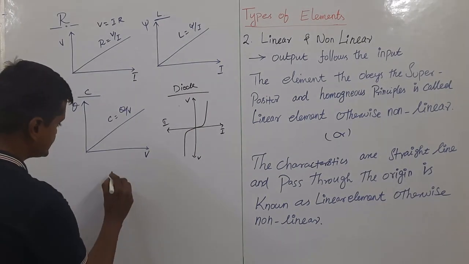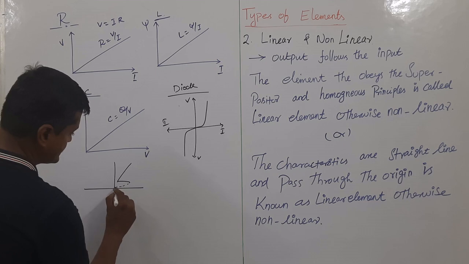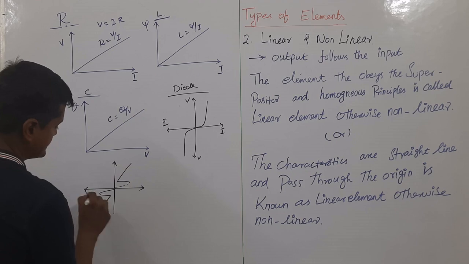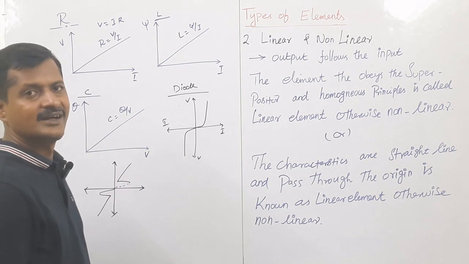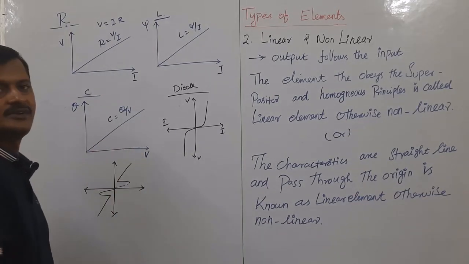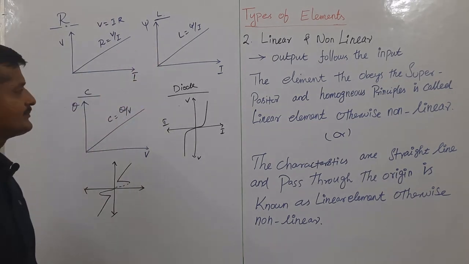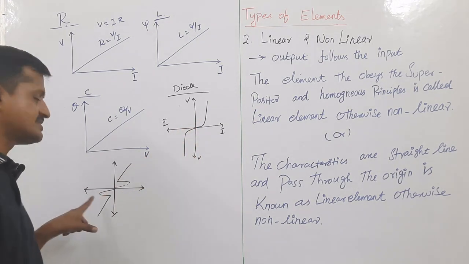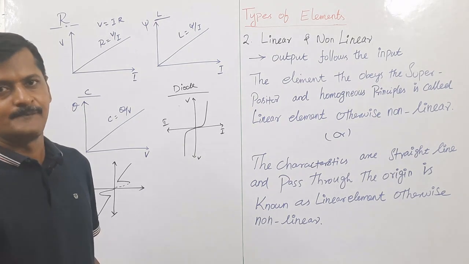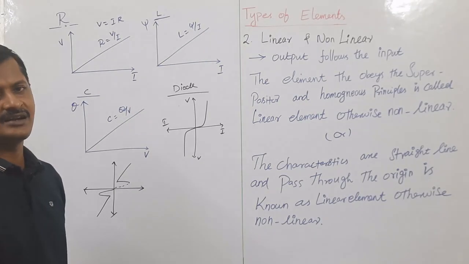So for example, you can also take SCR or triac. This is also a non-linear element. So this is the difference. So the graphs are different. So linear means it is crossing the origin and it should be a straight line. But non-linear is also crossing the origin, but it is not in a straight line. Okay. So this is about the representation of linear and non-linear elements.